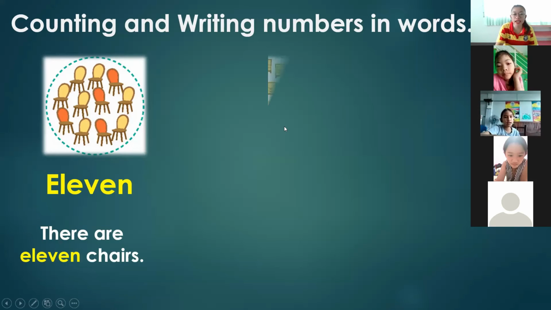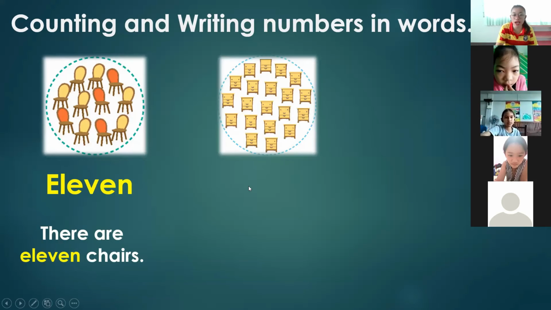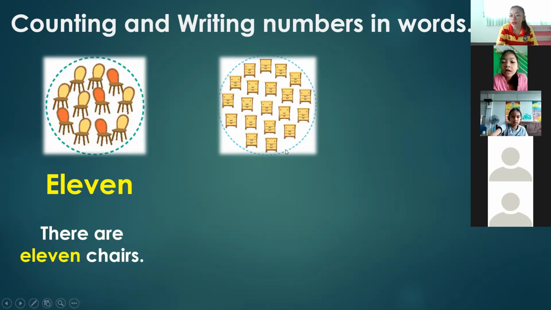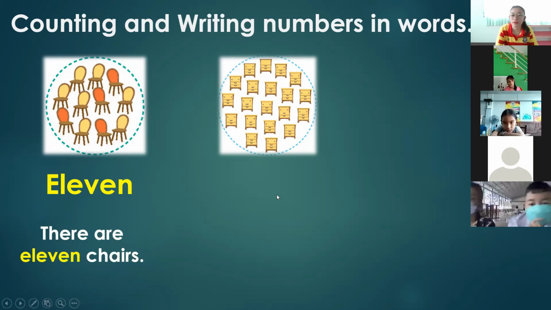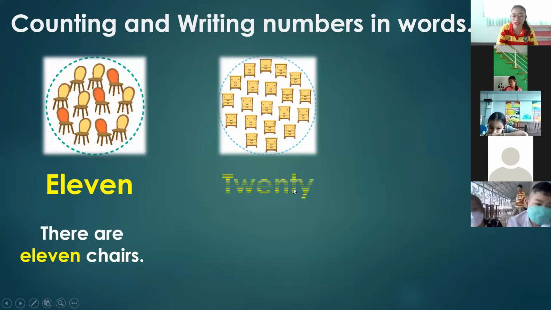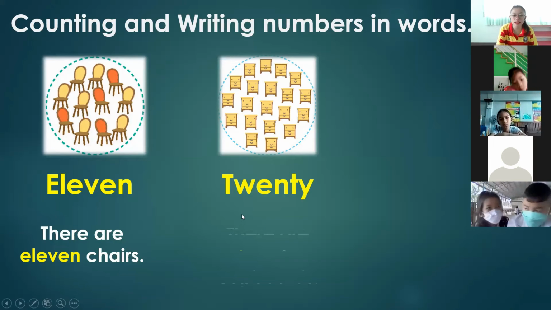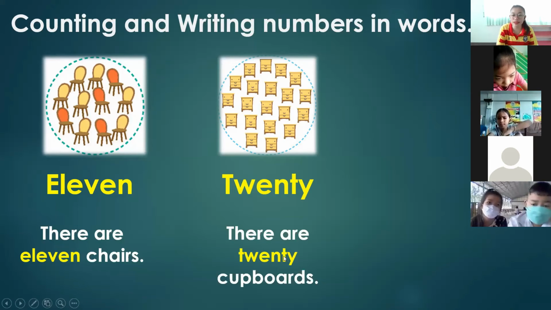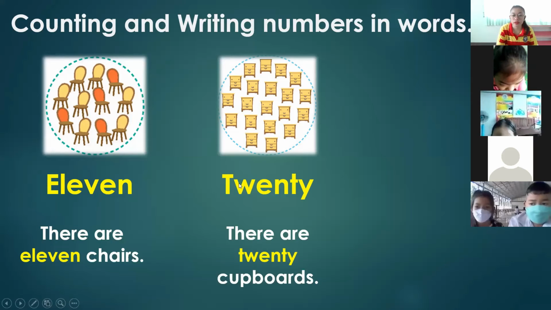Very good. Next. Okay, how many cupboards are there? Can you count it? 20. Okay, how many? 20. Very good. How do you spell 20? TWENTY. Very good. Okay, so let's make a sentence. There are 20 cupboards. Okay, there are 20 cupboards.